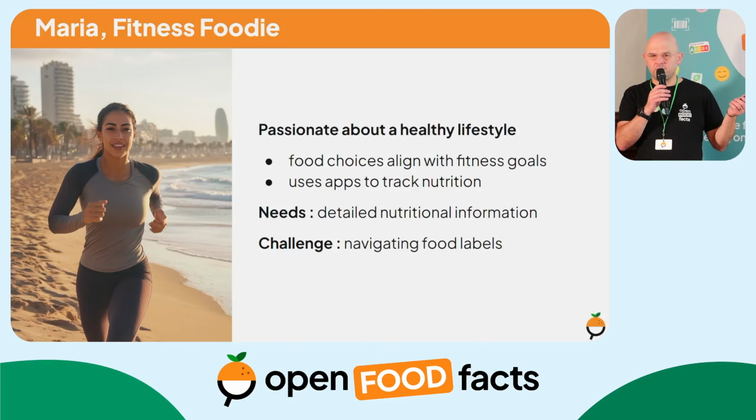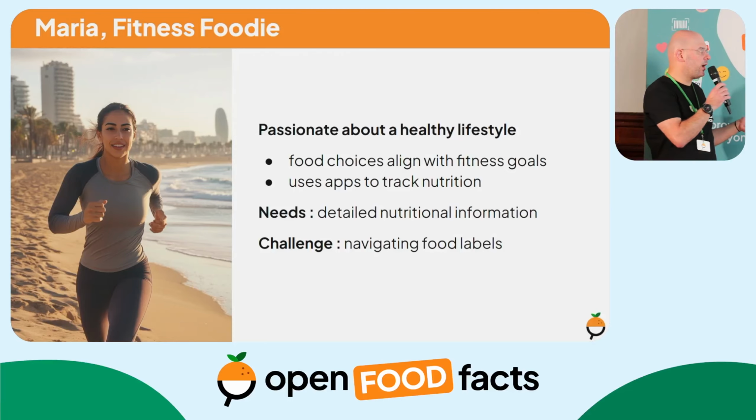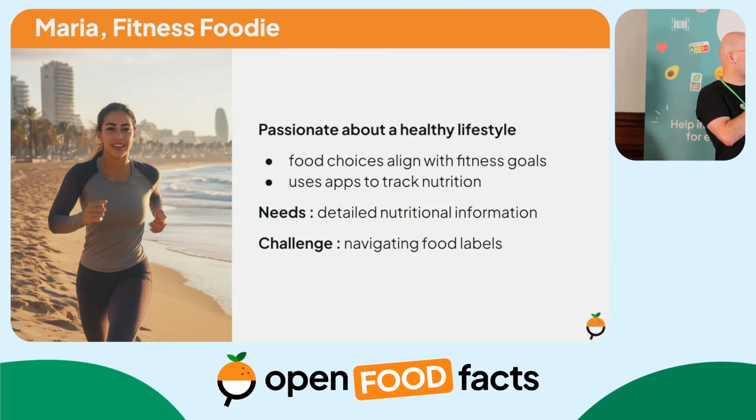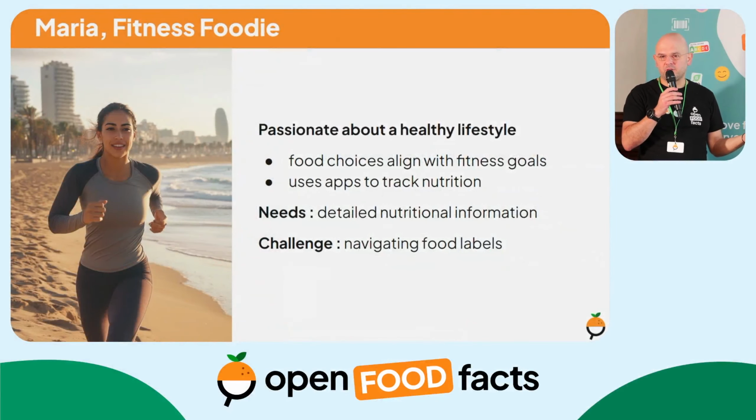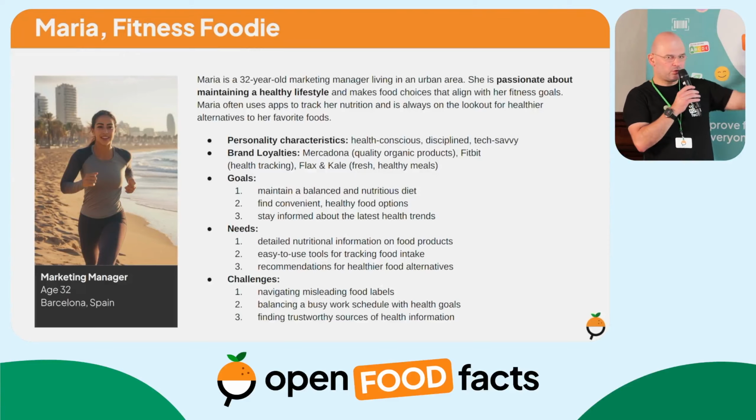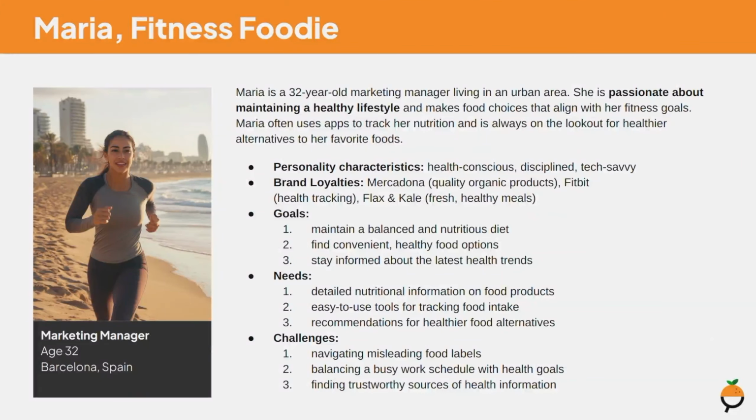We did 2 levels of detail. Here you can see the typical identity card of a persona. We have the name of the persona, here Maria, the fitness foodie, so that's the type of persona we're talking about. Then we have a one-liner that says what they're all about, in this case a passion for a healthy lifestyle. We have some additional motivational details, and then a key need and a key challenge for that persona. Then we also have a more detailed card that details this out further. It covers brand loyalties, personal characteristics, etc., that we can take into account as well.